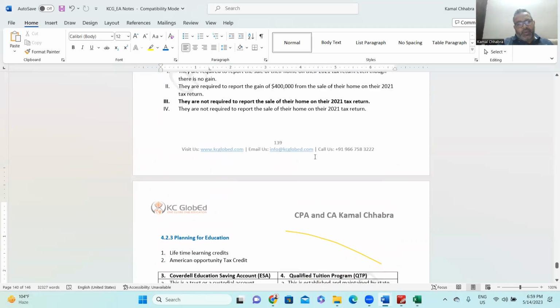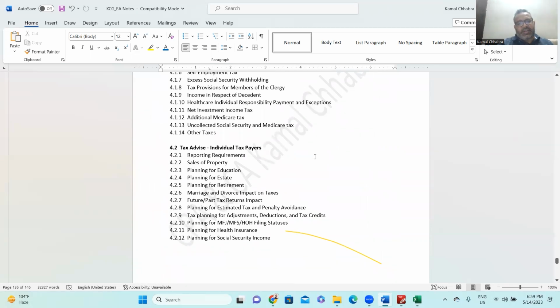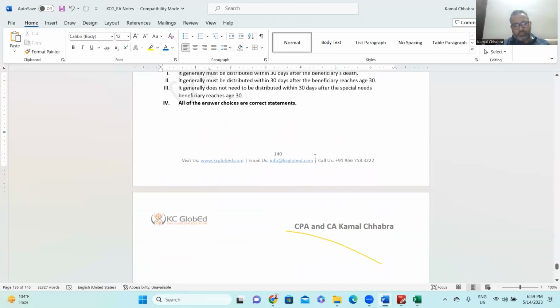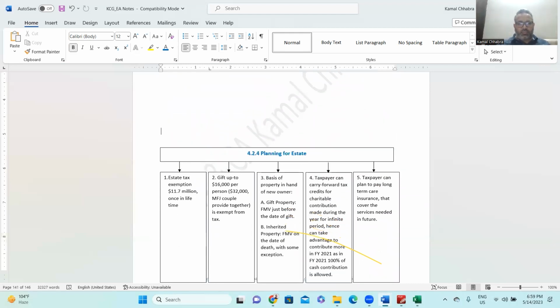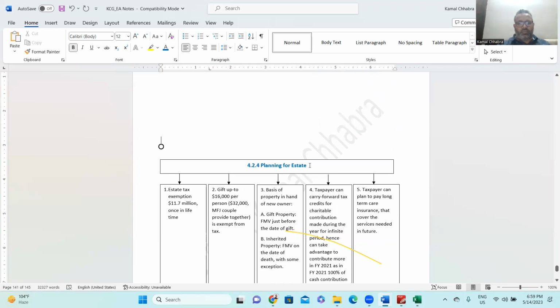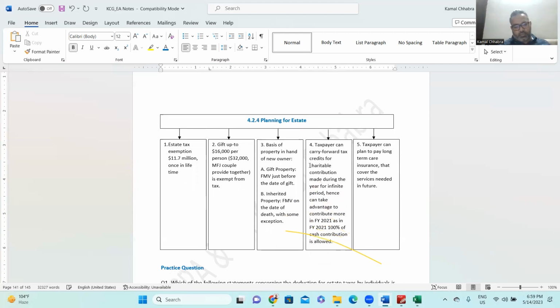So far, we have covered the tax advice, reporting requirements, sale of property, and planning for education. Now let's jump into planning for estates. For planning for estates, there are 5 categories which you need to plan.